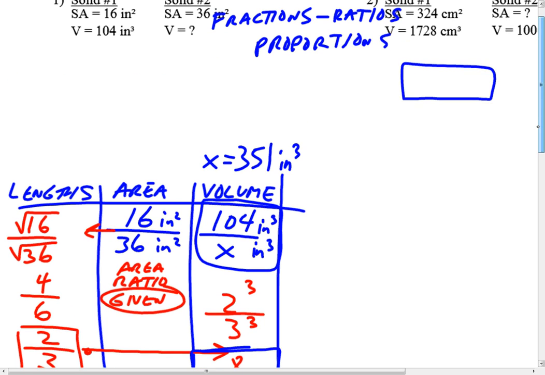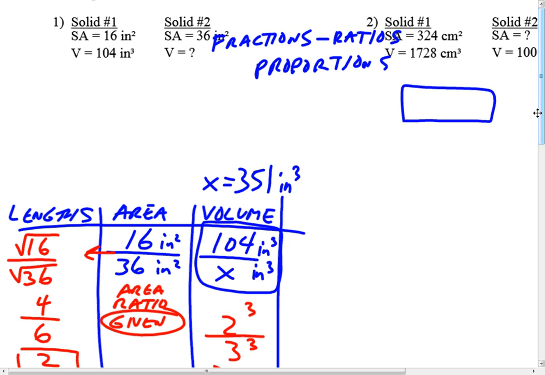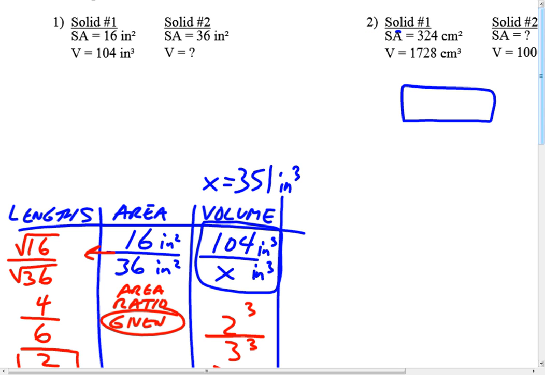What happened to my information? There it is. Put it up here. Put it next to the V and see if it makes sense. This solid had a smaller surface area. Does this have a smaller volume? Yes, it looks right. At least that makes sense. Smaller surface area, smaller volume. Big surface area, big volume.